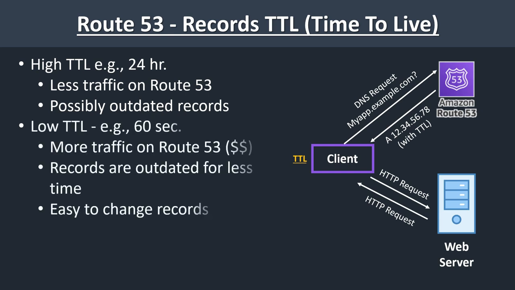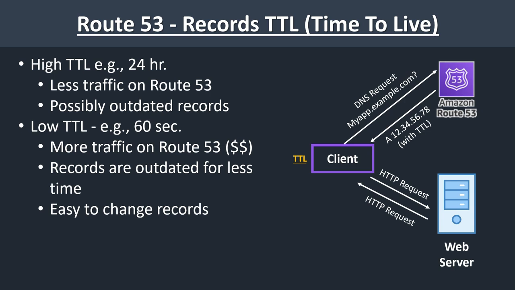If you set a low TTL, for example like 60 seconds, at the opposite, then it's going to do a lot more traffic on your DNS. So a lot more dollars you are going to spend, because you get priced for how many requests do reach Route 53. But the records will be outdated for less time, so it's quicker for you to do record changes, and it's easier to change records overall. So it's up to you really to see what a high TTL or low TTL is.